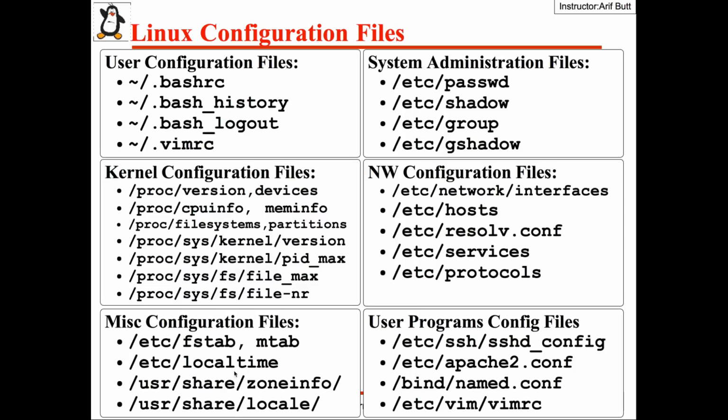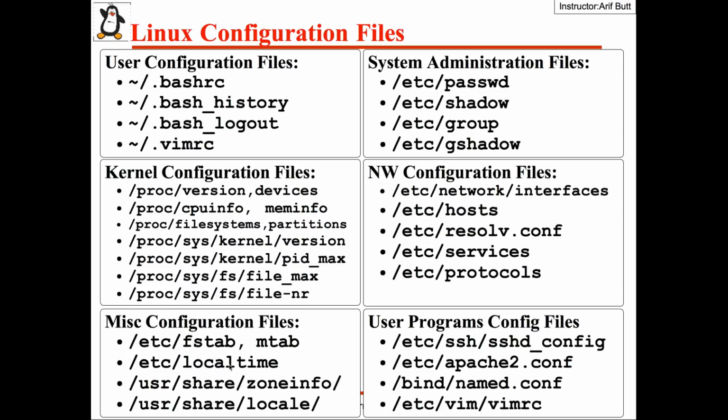Then we have some files that I have mentioned in the miscellaneous head. /etc/fstab and /etc/mtab. These are the two files that are related to the file systems. For example, fstab contains information about the file systems that this system can mount. And mtab contains information about the currently mounted file systems.